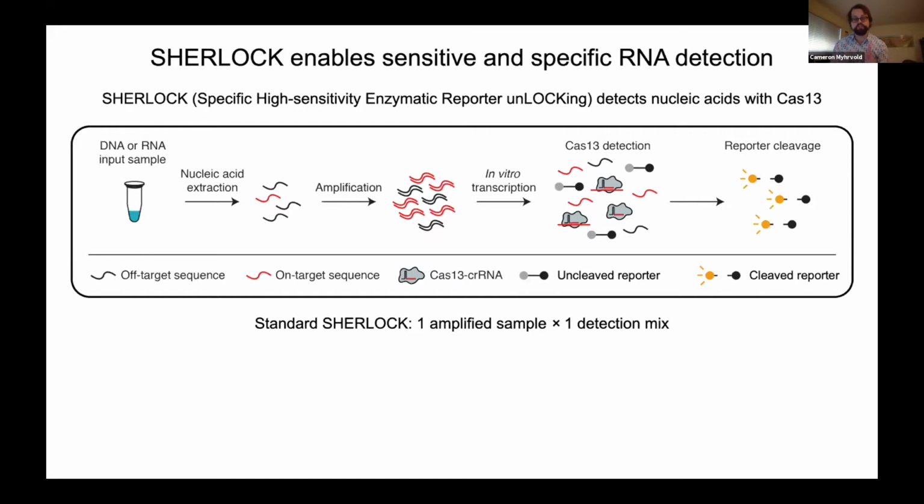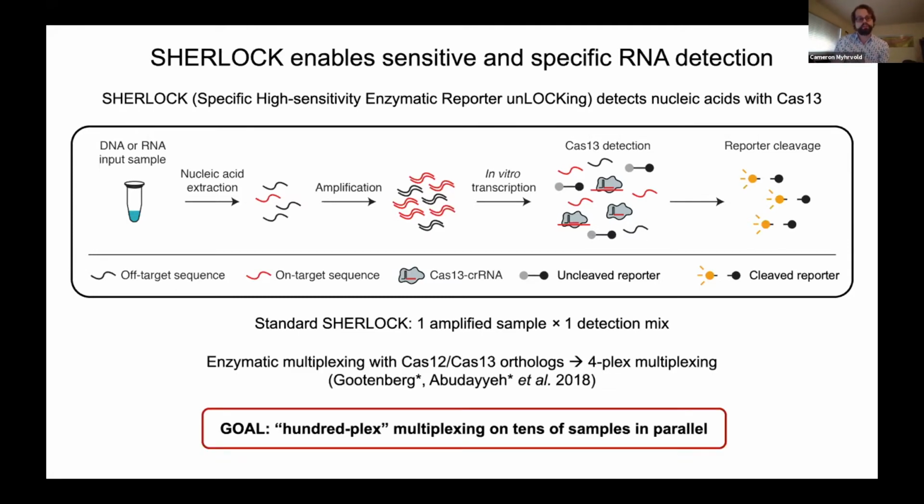And Cas13 is this really special CRISPR effector protein. It's sort of like Cas9, but it binds to RNA instead of DNA. And once it does bind to its target, it becomes really active, and it can cut a reporter molecule many, many times after a single specific binding event. And that's really powerful because it amplifies that individual specific binding event into many, many subsequent cleavage events, and it really amplifies both the sensitivity and the specificity of diagnosis.